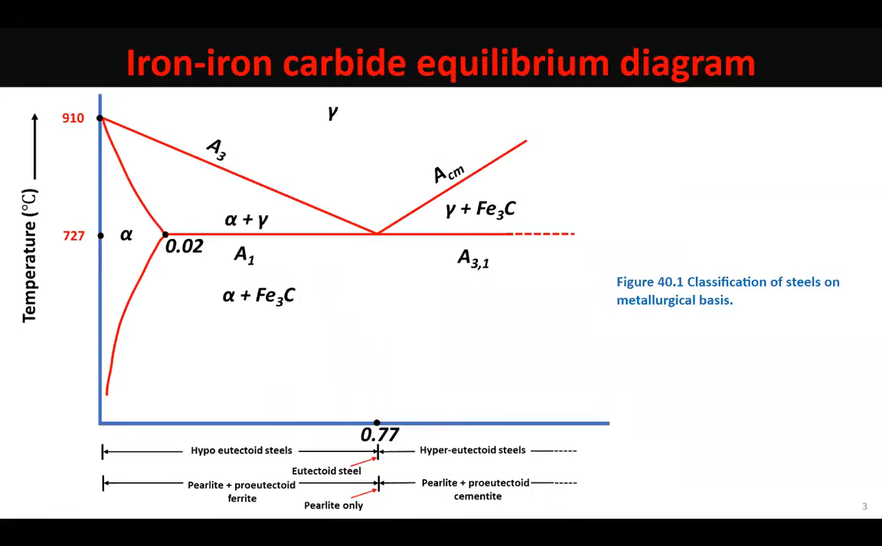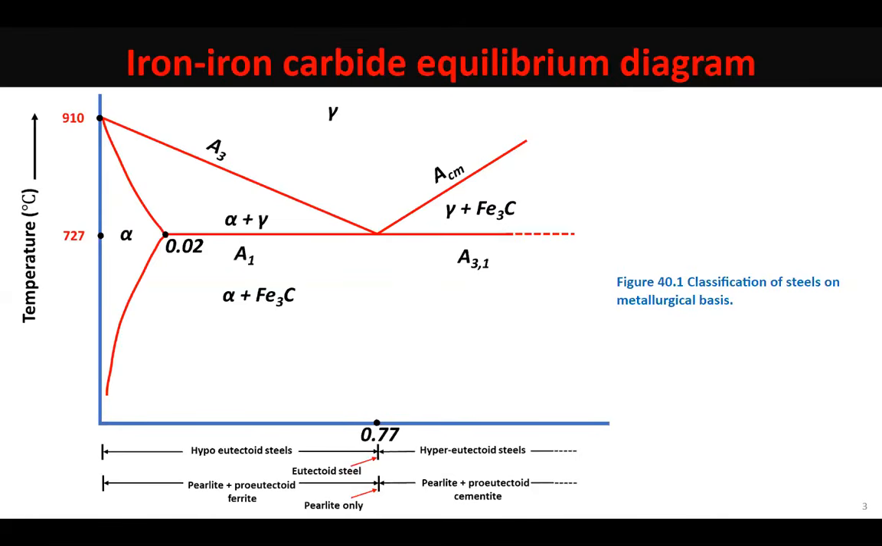So we'll start with again repeating how we do the classification of steels on a metallurgical basis. In the last session we had discussed the eutectoid reaction, and it was stated over there that classification of steels on a metallurgical basis is done with the help of the eutectoid reaction.